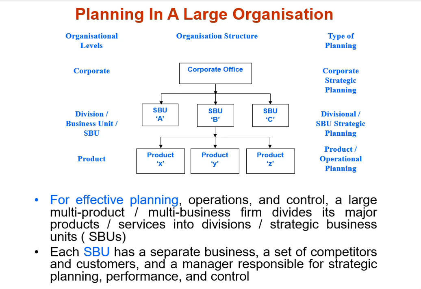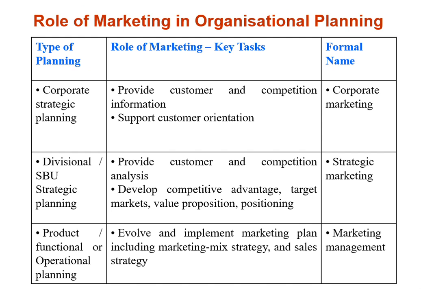So for effective planning, operations and control, a large multi-product, multi-business firm divides into major products and services, that is strategic business units. Each SBU has a separate business and a set of competitors and customers, and a manager responsible for the strategic planning, performance and control. Planning for a large organization is stepwise, because it will all depend on your organizational structure. Role of marketing in organizational planning.